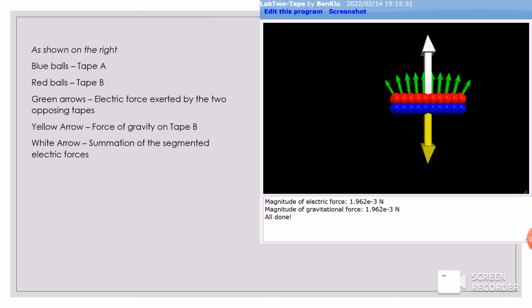air. The smaller assortment of green arrows are representative of the individual electric forces calculated via the line charge method, again the integration. The large white arrow pointing upwards indicates the sum of all the individual forces, again the green arrows, and is equal to the magnitude of the force of gravity, simply acting in the positive y-axis. The two larger arrows cancel each other out, leaving tape B suspended.